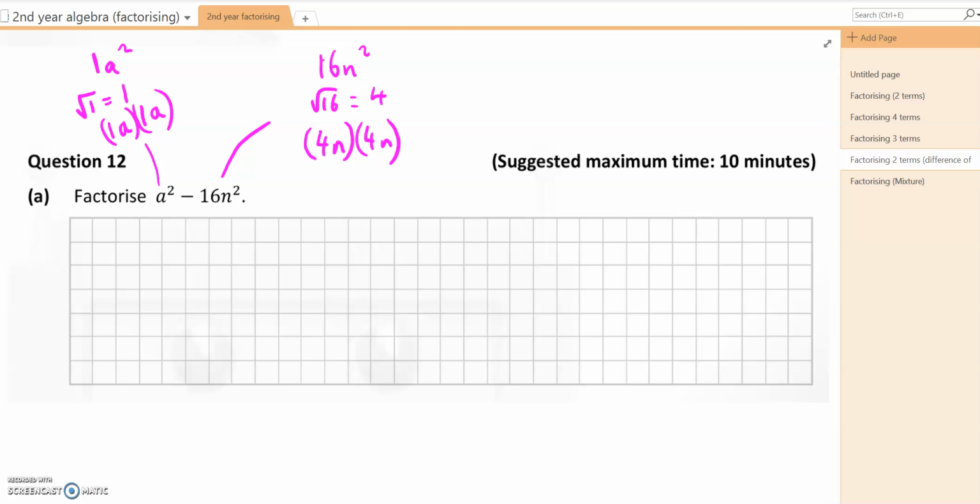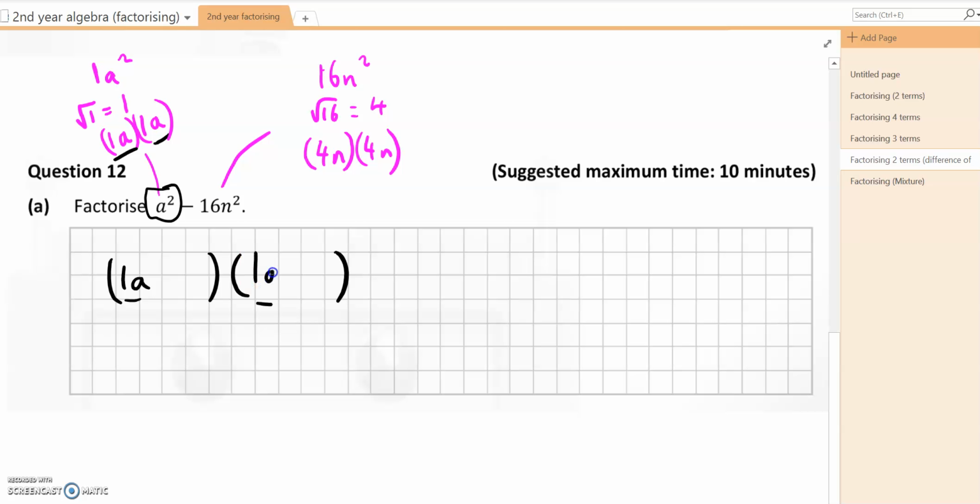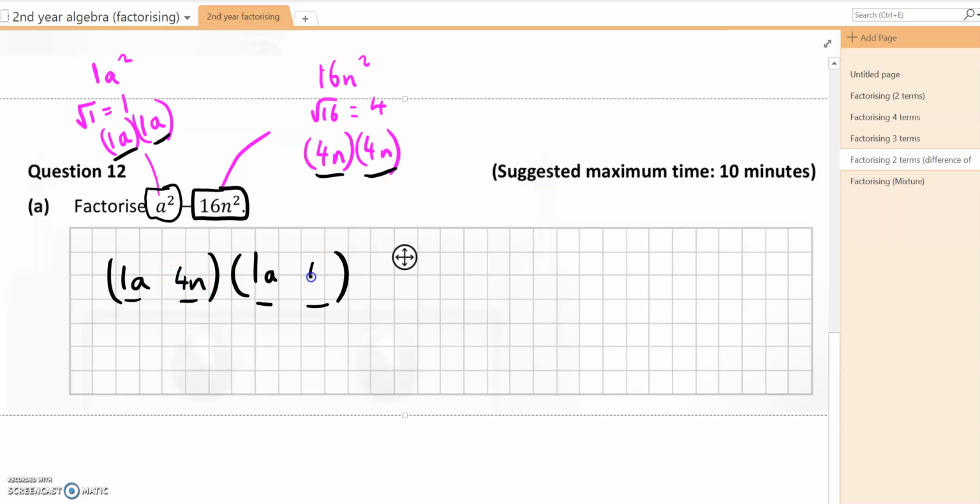So now I get my brackets. The first part belongs to the first term, which is 1a and 1a. And the second parts of each bracket belong to the second term, which is 4n and 4n. And it's difference of two squares, so I need two different signs. I can have a minus and a plus, or a plus and a minus, so long as they're different. And that's the answer.